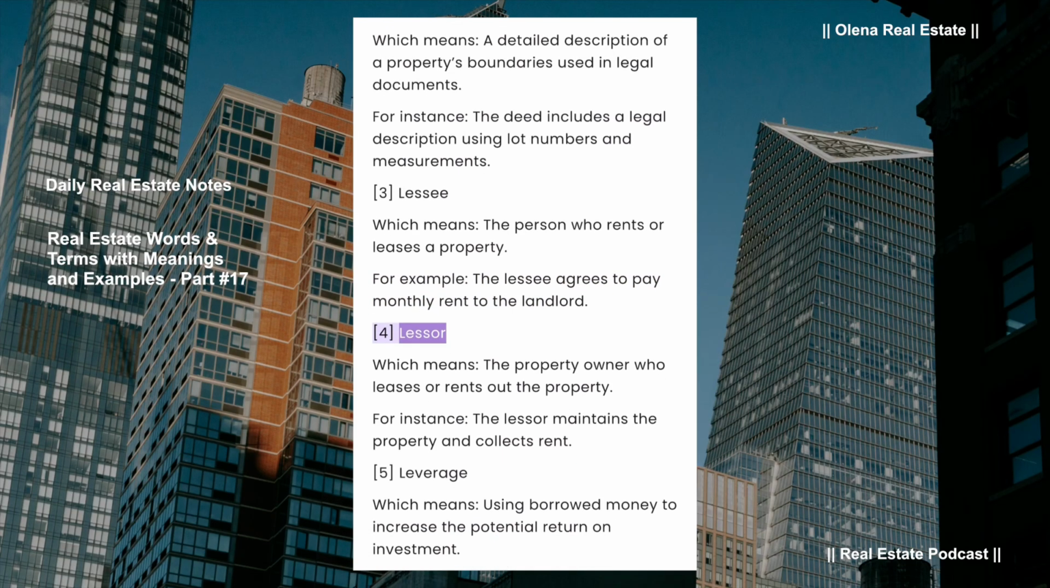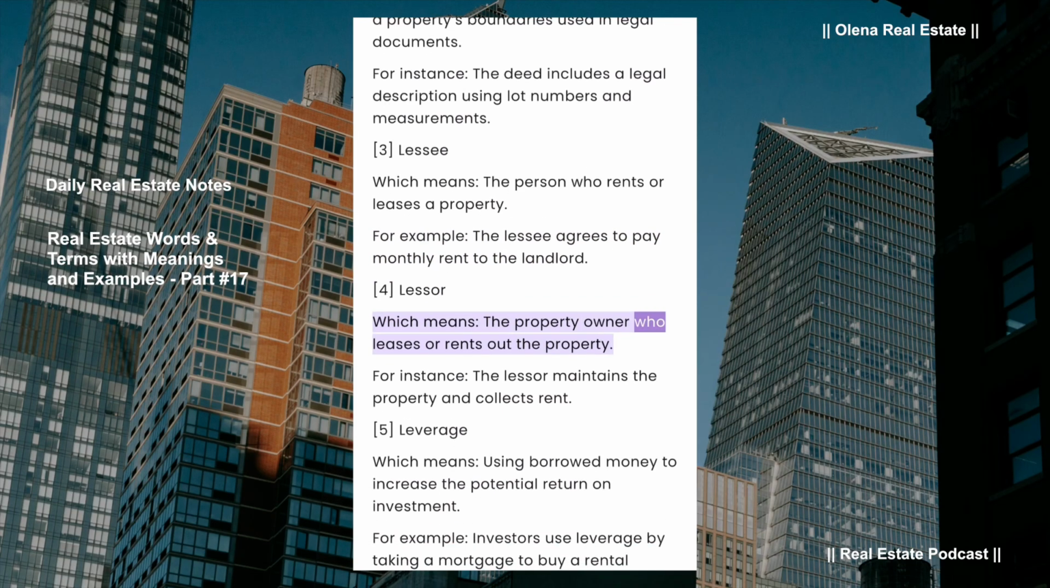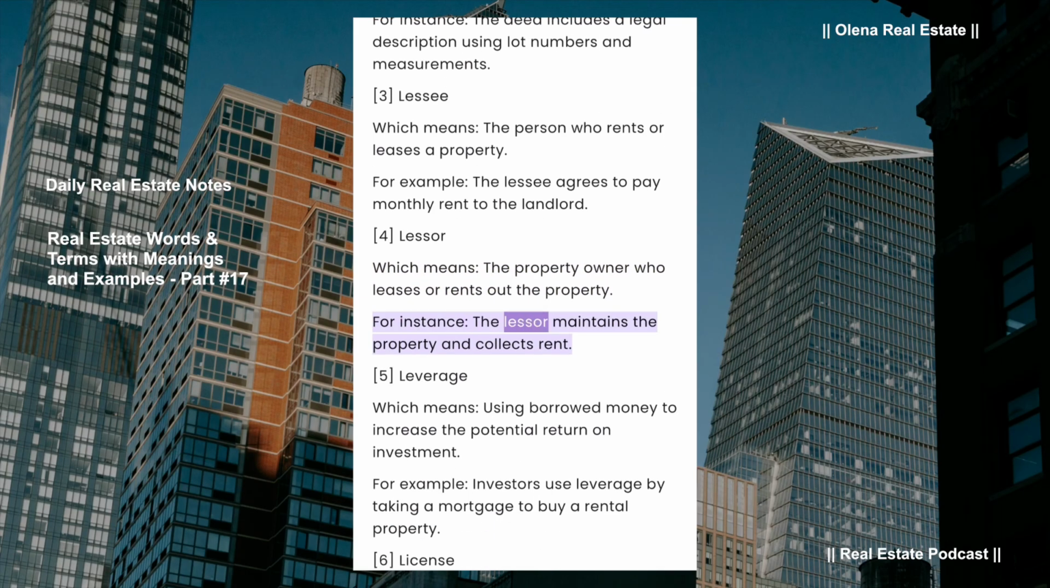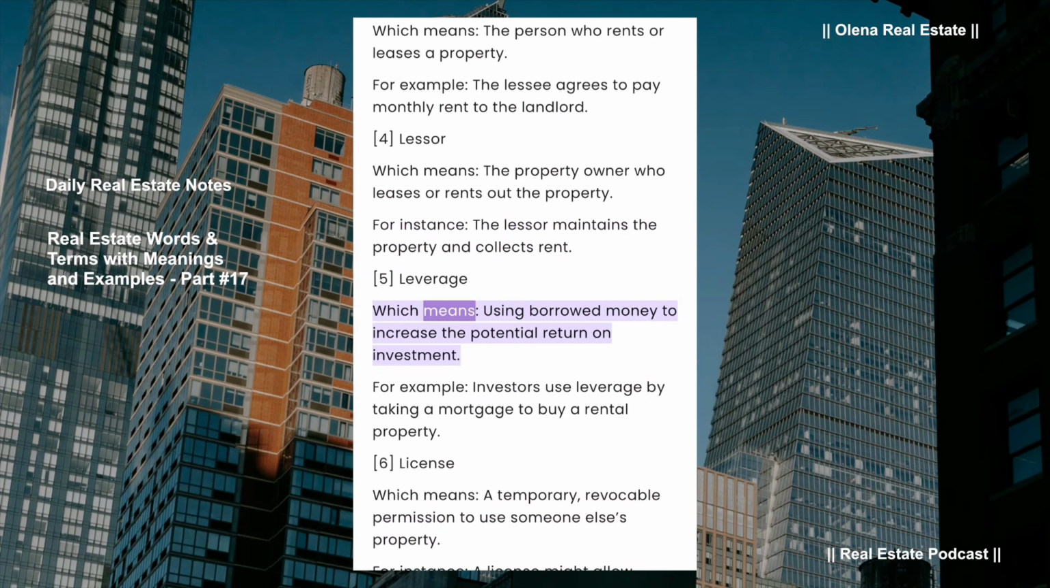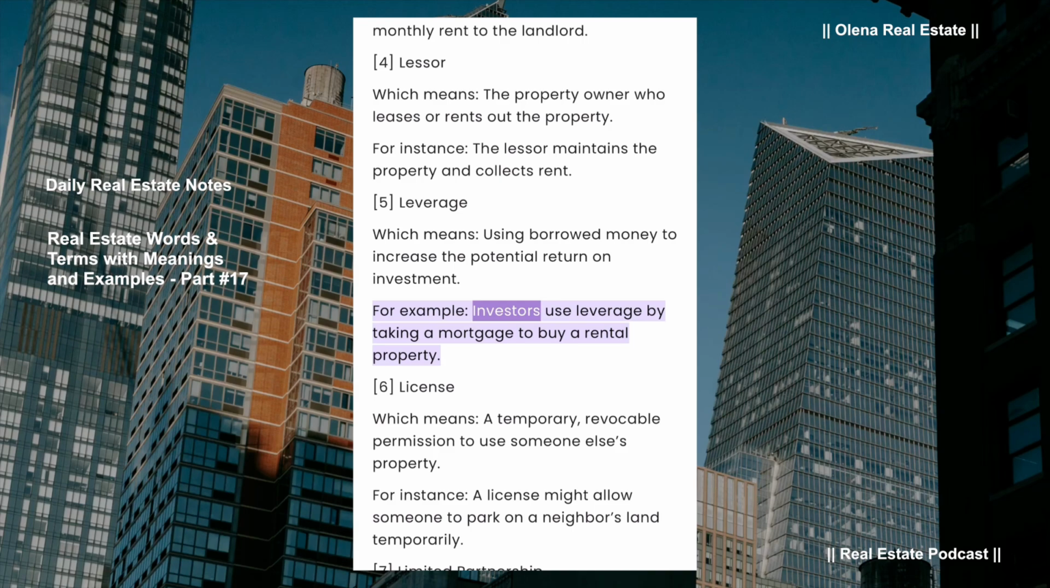Lessor, which means the property owner who leases or rents out the property. For instance, the lessor maintains the property and collects rent. Leverage, which means using borrowed money to increase the potential return on investment. For example, investors use leverage by taking a mortgage to buy a rental property.